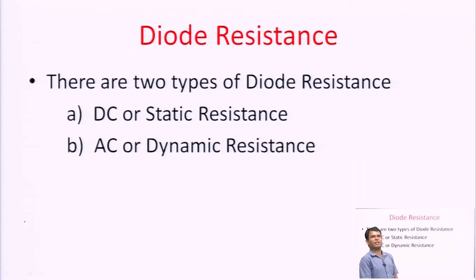First of all, diode resistance. What is diode resistance? Basically, this is the resistive behavior, and there are two types of resistive behavior: under the presence of an AC signal and under the presence of a DC signal. This means there are two types of diode resistance. The first type is called DC or static resistance, and the second type is called AC or dynamic resistance.